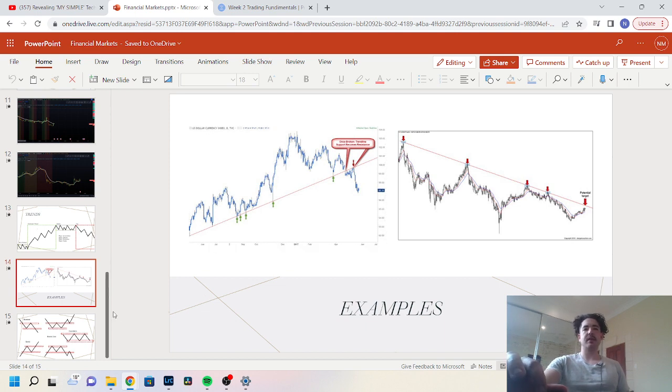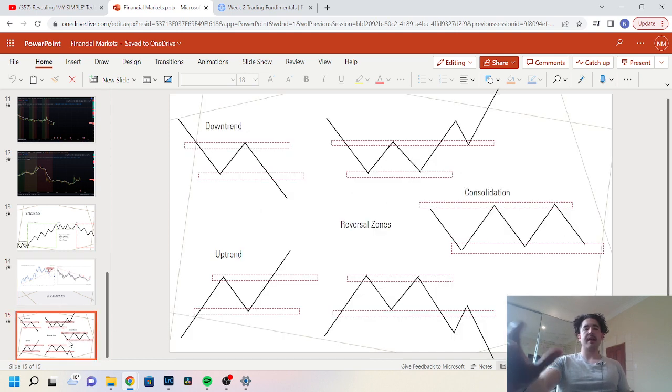And just finally, we're almost through. I told you it was going to be a little bit of a quick video. These are just some basic structure of a market. So a downtrend, lower lows, lower highs, lower low, lower high, lower low, lower high. Uptrend, higher high, higher low, higher high, higher low.